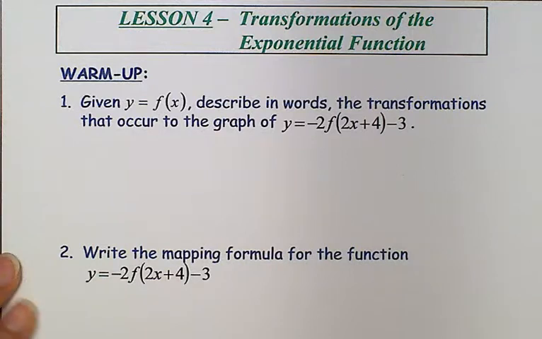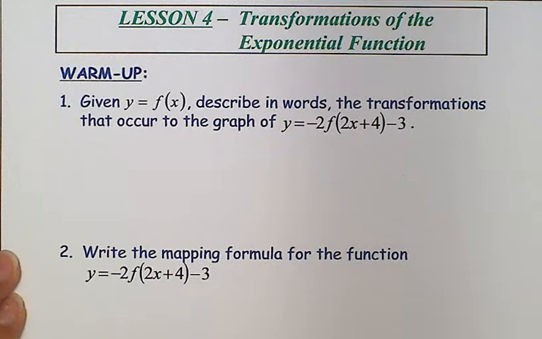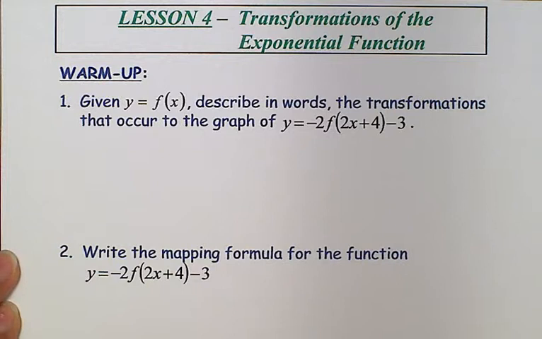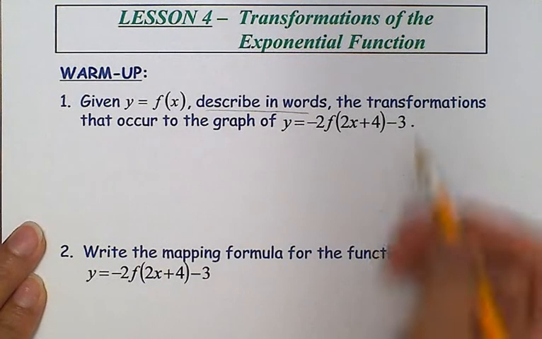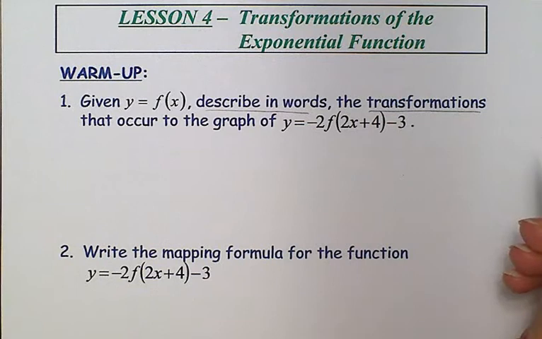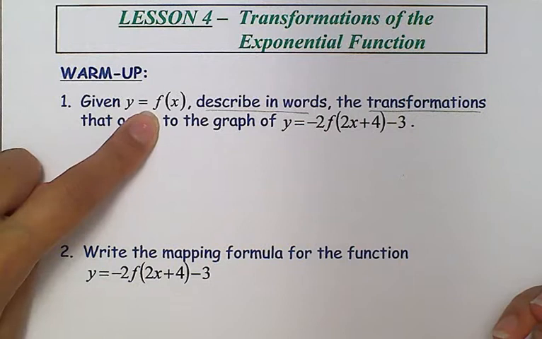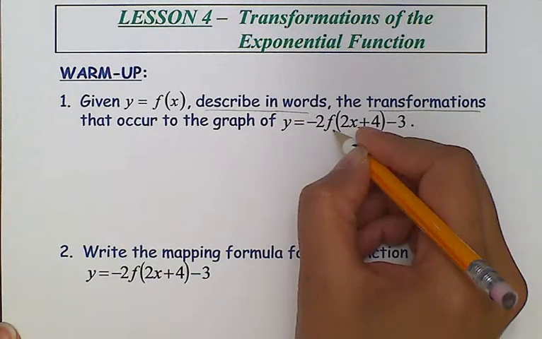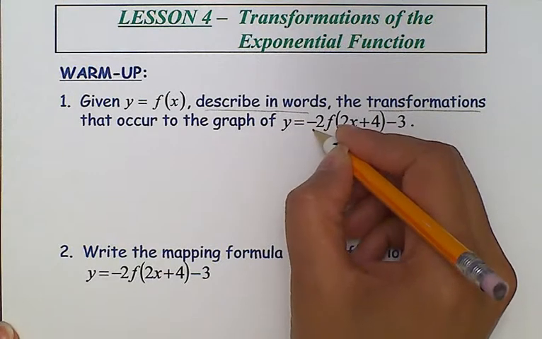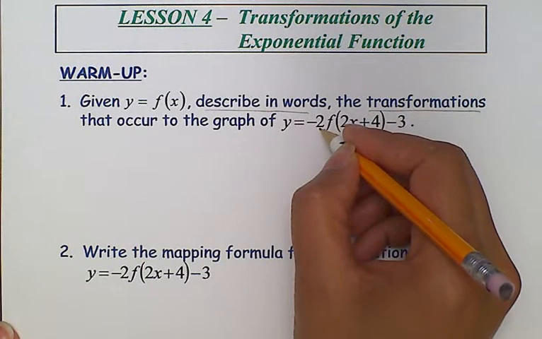So for our warm-up, we're told for the first one, given y equals f of x, describe in words the transformations that occur to the graph of y equals negative 2 f of 2x plus 4 minus 3. Now, the first thing I notice is that it's asking me to describe in words the transformations that are happening to the base graph, which is y equals f of x in this case. And so there are many different transformations that are happening. I notice that there is a vertical reflection in the x-axis, a vertical stretch by a factor of 2.